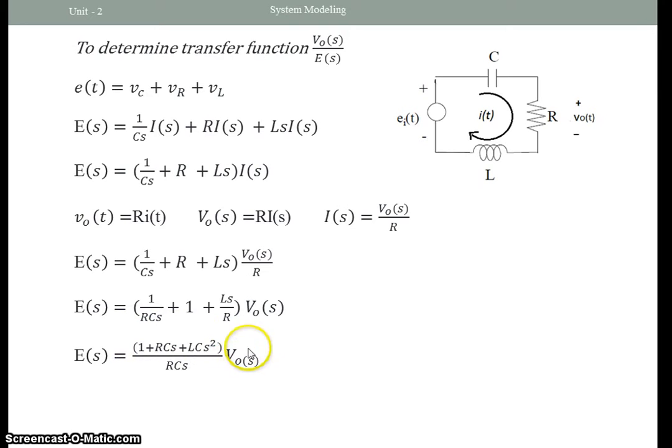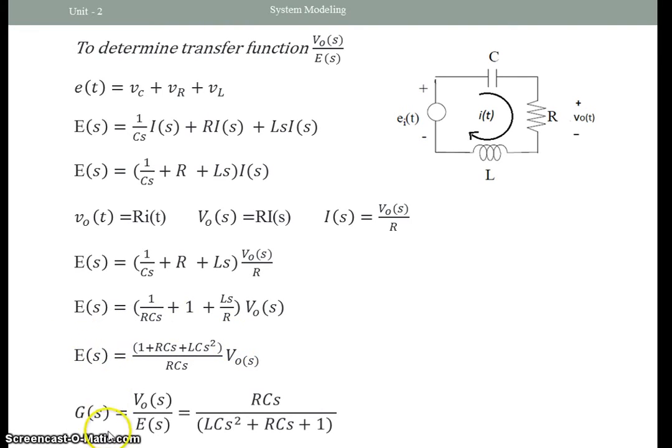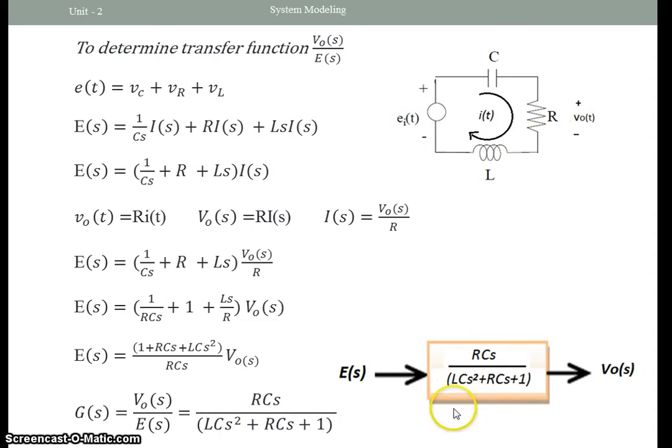And if you will notice, we now have the output voltage and the input voltage E here, so we can just get the ratio, which is the transfer function. It will now be equal to the reciprocal of this, so we have RCs all over LCs squared plus RCs plus 1 as the transfer function of this circuit in terms of V out and E of t, and this will be the equivalent block diagram representing the electrical circuit given.